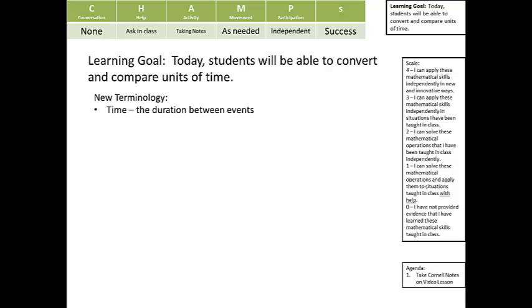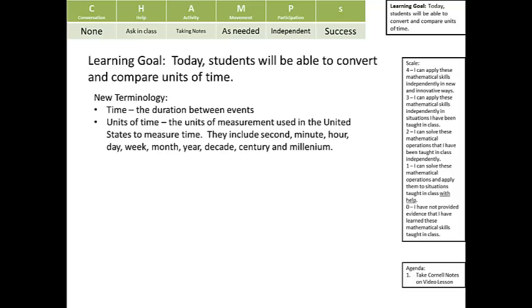First of all, time. Time is the duration between events. Something happens, a little while later something else happens, and that space between is what we call time. We have lots of different units for time that we use in the United States. Seconds and minutes and hours and days and weeks and months and years and decades and centuries and millenniums. So we can do lots of conversions with all those different units.